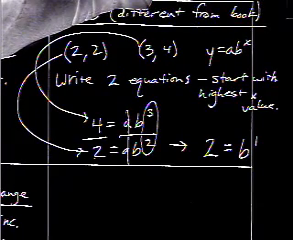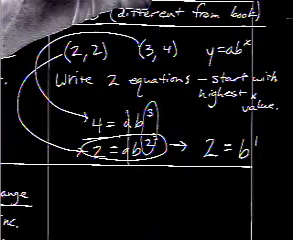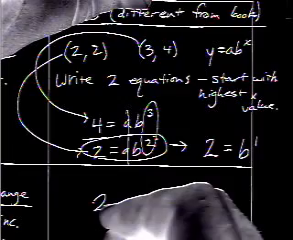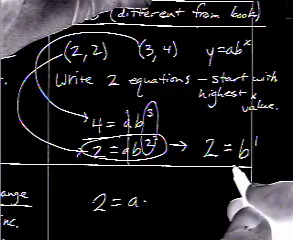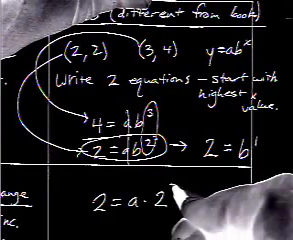How do you think we're going to find a? That's right. Plug it back into one of the equations. You got two equations. You might as well use them. 2 equals a times, we know the value of b, so I'm going to plug that in.